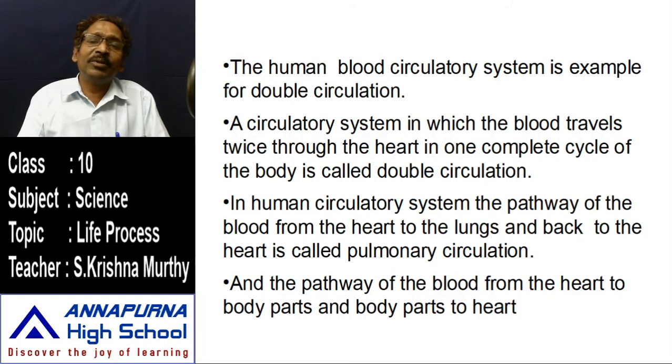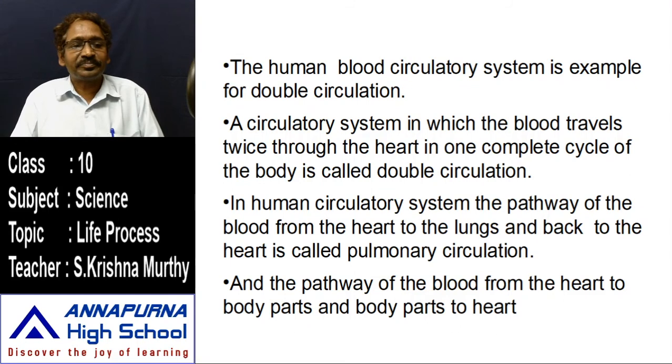Human circulation is an example of double circulation, because the human heart has 4 chambers. 2 chambers are auricles and 2 chambers are ventricles. So what happens here? Oxygenated blood is received by the heart and pumped into the body parts, and again deoxygenated blood is received into the heart and pumped into the lung, and from the lung once again to the heart. So that's why the blood travels twice in one circulation. It is known as double circulation.